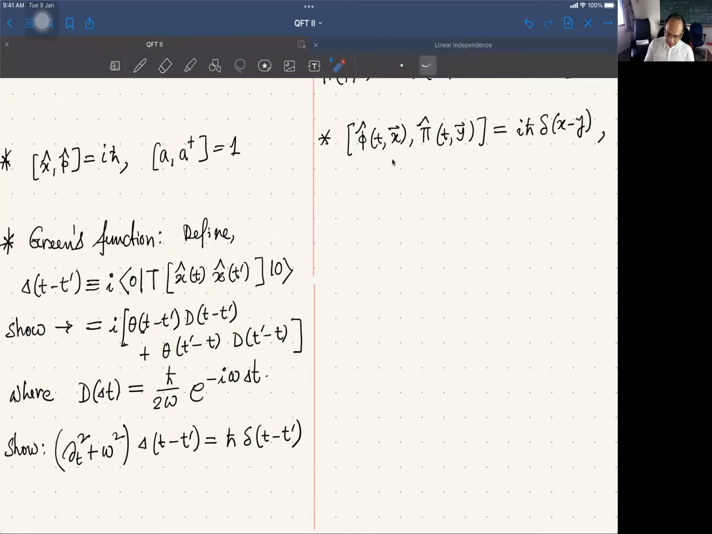But there is another way to show this, which is that you expand x in terms of a and a dagger, and then calculate this matrix element and show that this result is right, where D of delta t is given by this. Then you directly apply this operator on this function, taking into account that the time derivative will act on both this and this, and that the time derivative of the theta function is the Dirac delta function. So use that, and you can rederive the same result here.